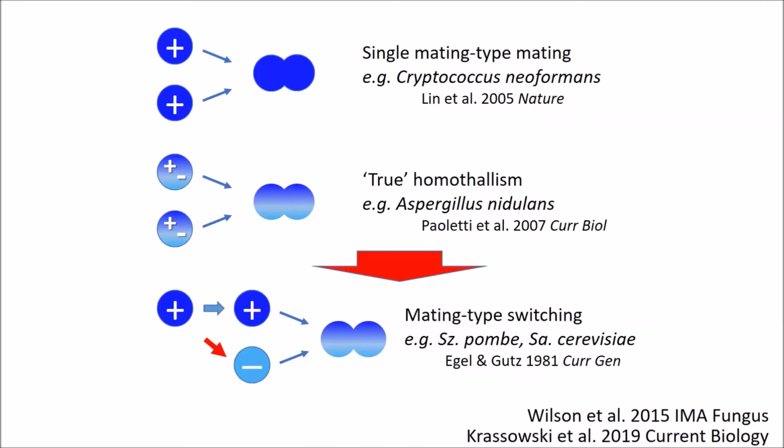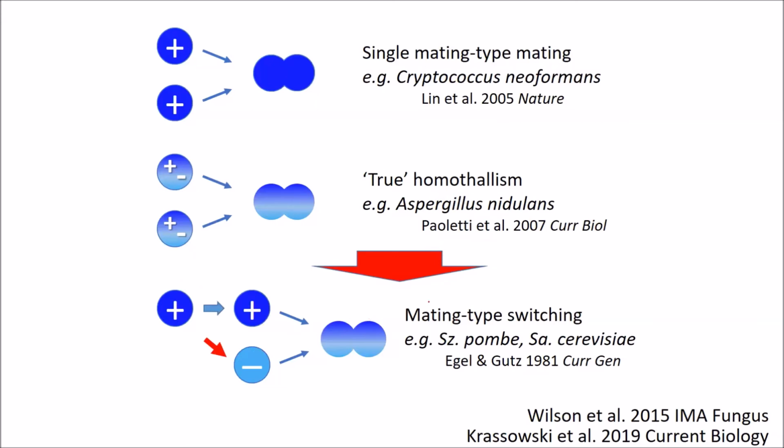We think that mating type switching is an adaptation to overcome some of the problems that true homothallic strains have. So probably mating type switching is a way to not have to have both of these mating types together, but still being able to, from a single cell, end up with two opposite mating types. We can get some fusion happening there.